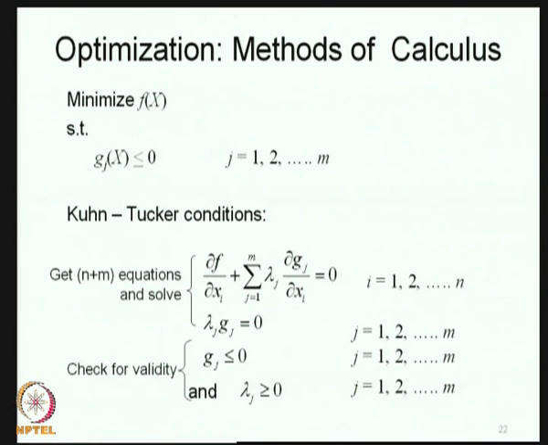and any given optimization problem can be expressed as minimize f of x subject to g j of x less than or equal to 0, or variants of that, that is maximize f of x subject to g j of x less than or equal to 0, or maximize f of x subject to g j of x greater than or equal to 0, and so on. So, for any given general optimization problem, it is possible for us to write down the Kuhn-Tucker conditions, and the Kuhn-Tucker conditions are the necessary conditions for the function f of x to have a minimum value subject to these constraints, g j of x less than or equal to 0.